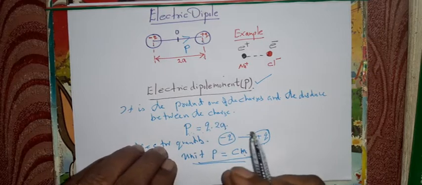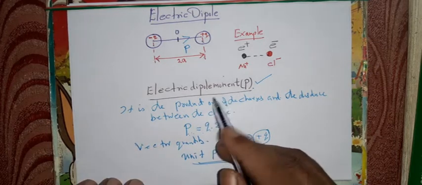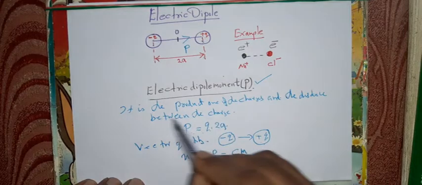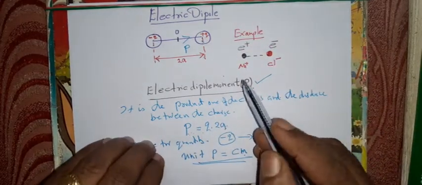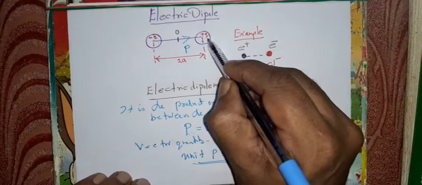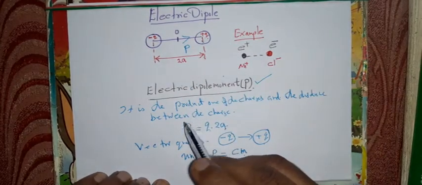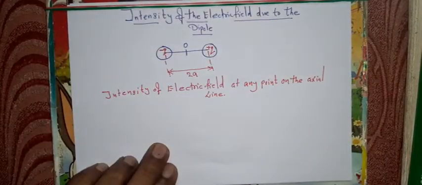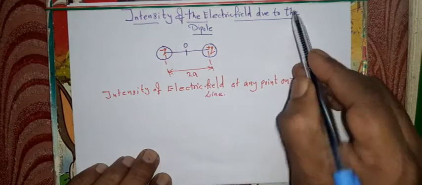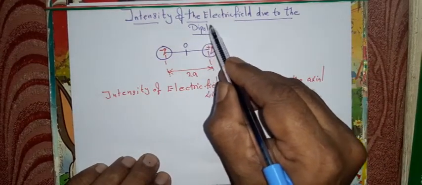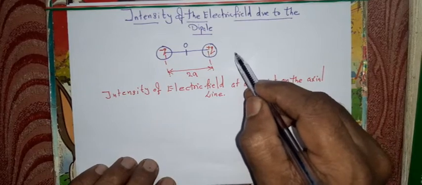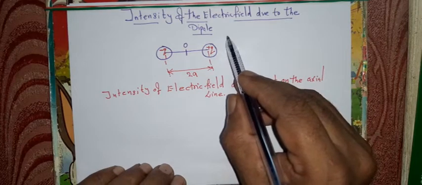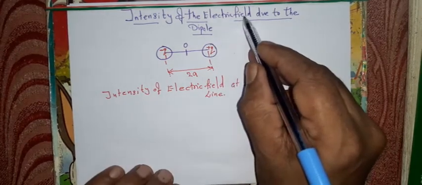Now, we are going to discuss the electric field produced by the electric dipole. Just like point charges, the electric dipole also produces an electric field around it. Each and every point of that space will have an intensity of the electric field. So, now we are discussing the intensity of the electric field due to the dipole. I told you the space around the electric dipole is an electric field. You can find the intensity of the electric field at any point.